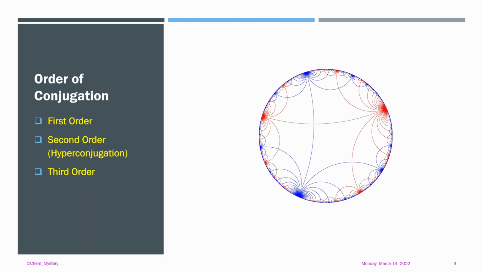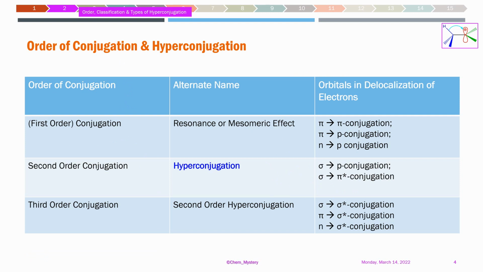So first of all, we will be talking about the order of hyperconjugation. First order conjugation we'll be seeing, and then second order conjugation, that is what was called hyperconjugation by Mulliken. Then third order hyperconjugation we'll be talking about the same way. Here is basically the idea. What is the first order conjugation? This one. Then second order conjugation, and then third order conjugation.